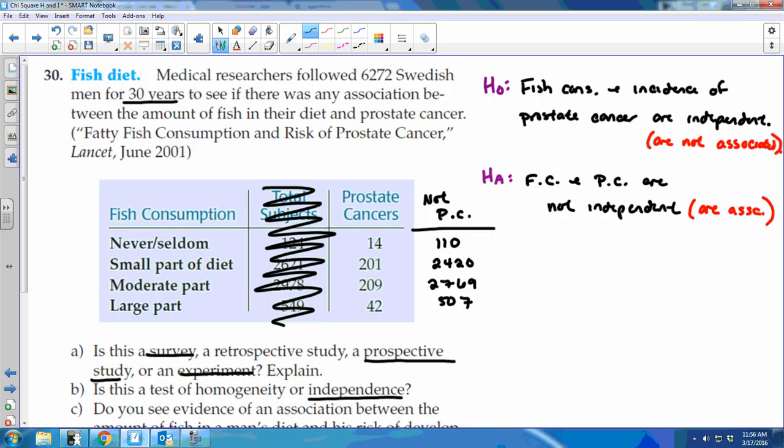So we have counts in our table, not a problem. We're talking about independence. Now, we have a test of independence, so we only have one group that's being sampled. So what do we need to check when we check the independence assumption? Right, so all of the men should be independent of each other. There's only one group of people, so we just want to make sure that all 6,272 Swedish men are independent of each other. Okay? They're not influencing the fish consumption of the others.